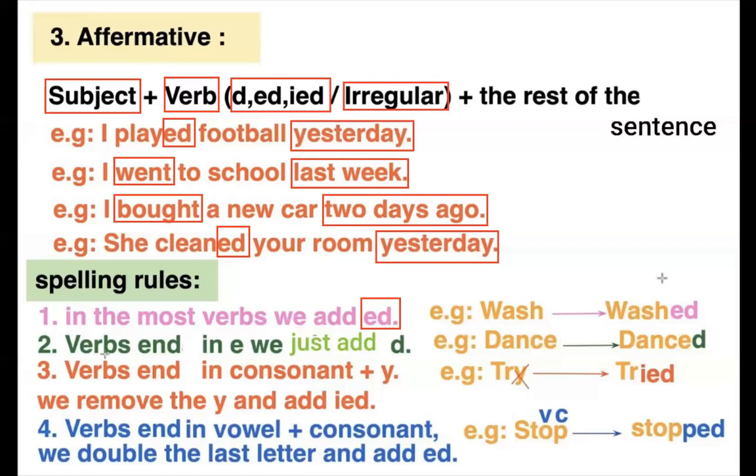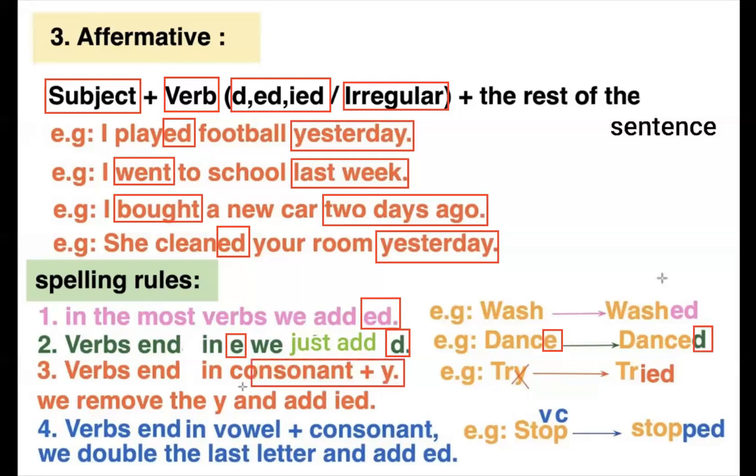For example, wash. We will add ed so the verb is washed. Number 2. Verbs that end in e, we just add d. So for example, dance. Dance ends with e. So we add d to the verb. So it's danced.